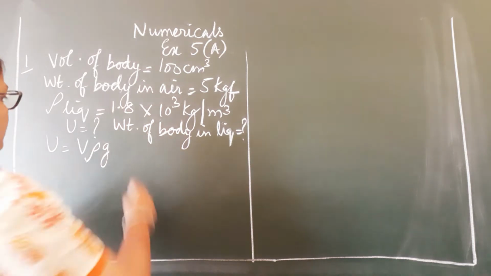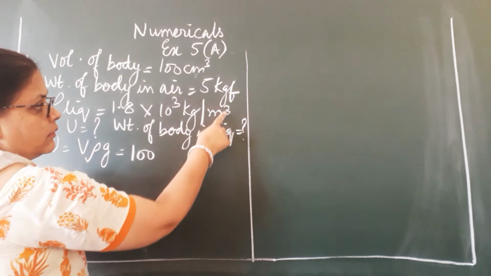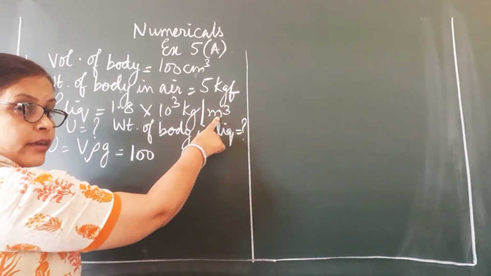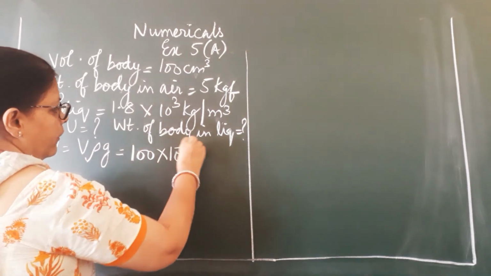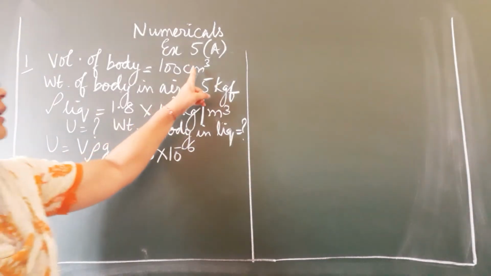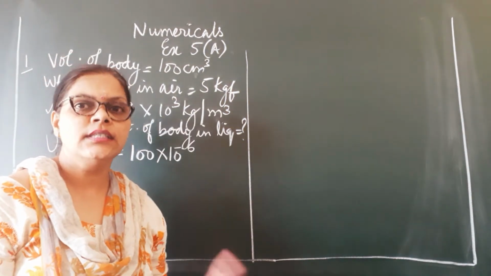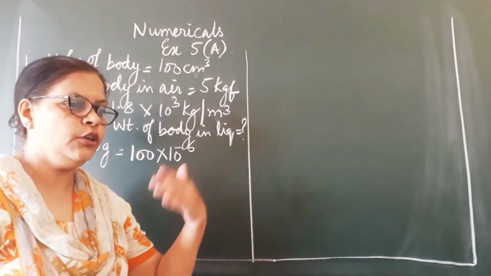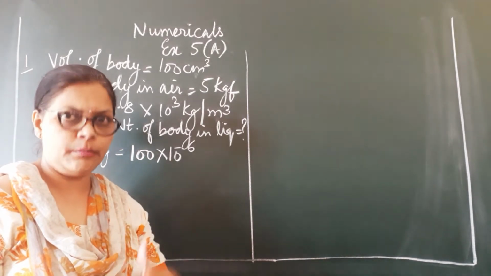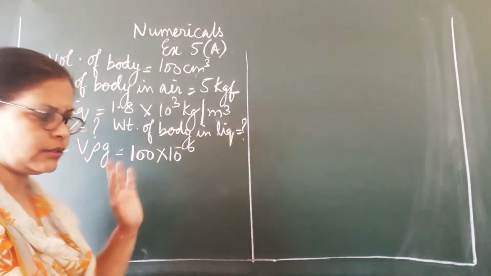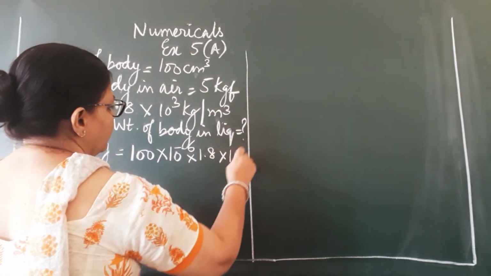Okay children? What is the volume of the body? 100. It is in cubic centimeter. This is in cubic meter. It requires a conversion. Be very careful. And we already know that when we need to convert cubic centimeter to cubic meter, we multiply by 10 to the power minus 6. Because it is centimeter into centimeter into centimeter thrice. So it will be 1 by 100 into 1 by 100 into 1 by 100. That would be 10 to the power minus 6. And what is rho? It is the density of the liquid, 1.8 into 10 to the power 3.